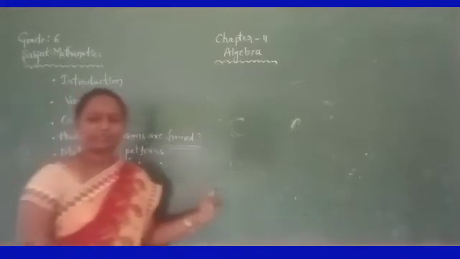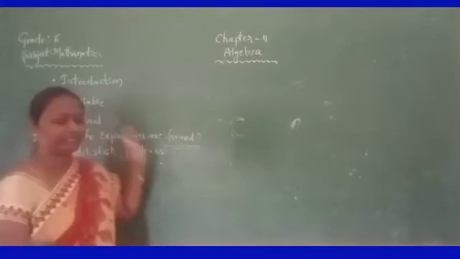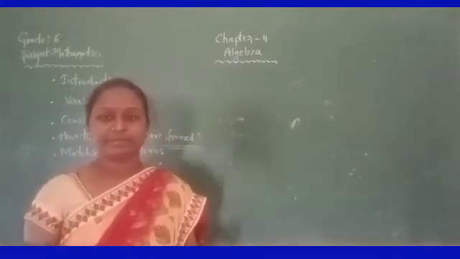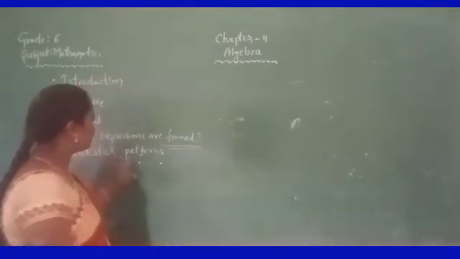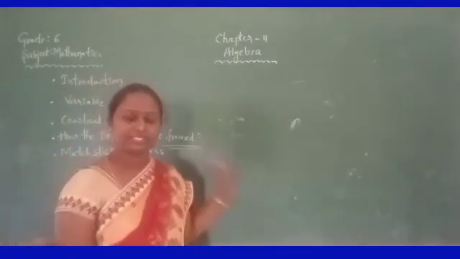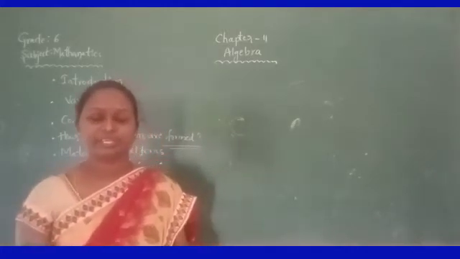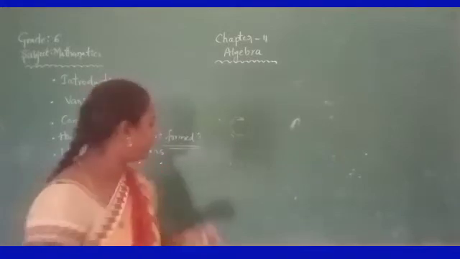Algebra is the branch of mathematics. A variable has no fixed value; the value can vary. Constant means it has a fixed value. Now, how are expressions formed? What is an algebraic expression? An algebraic expression is a combination of variables, constants and arithmetic operations.